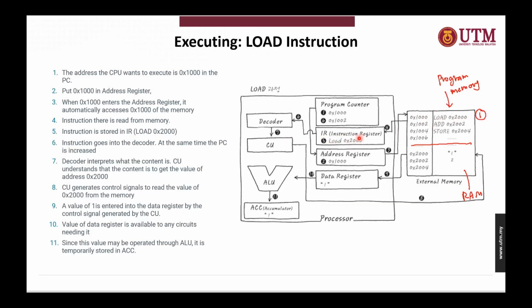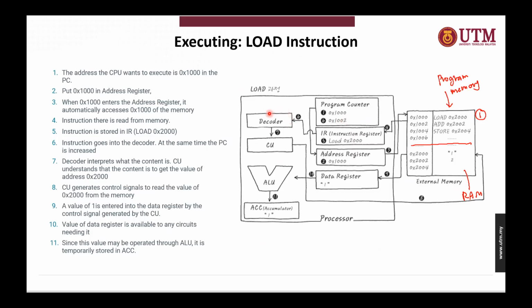Then step number 6, this instruction goes to the decoder. It will be sent to the decoder for the decoding process, to change from assembly to binary format or machine code. So once this instruction is sent to the decoder, you can see here the program counter is increased, pointed to the next address. You can see the next address 1002. Now the program counter points to 1002. No longer pointing to 1000, now pointing to the new address.